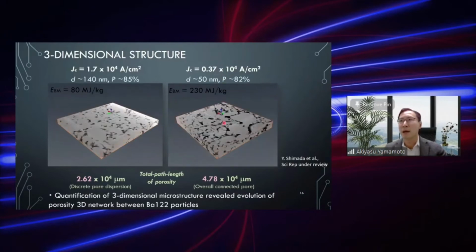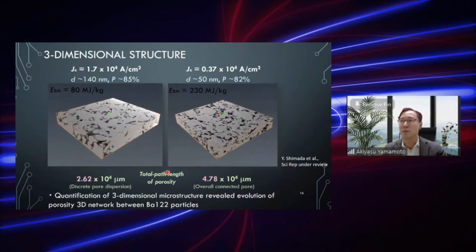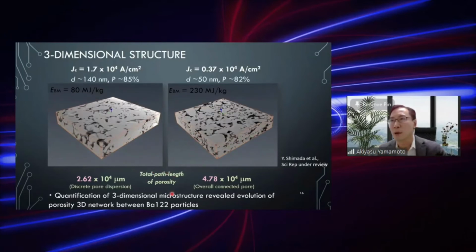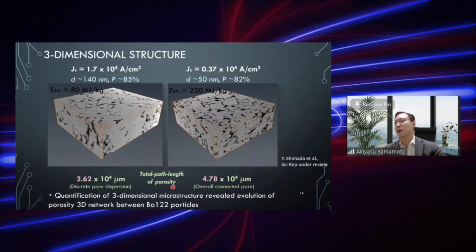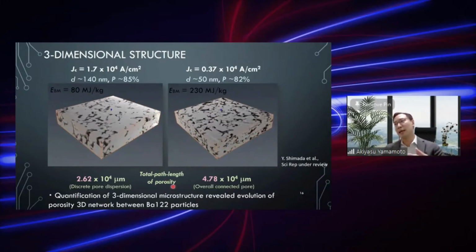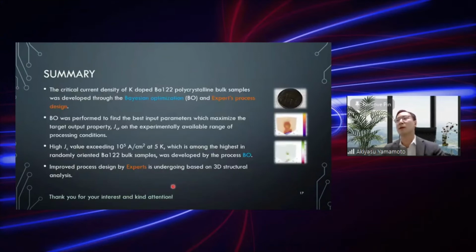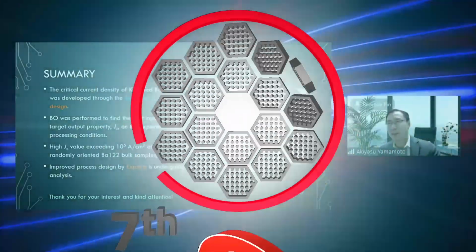And this important microstructure feature was quantified as the total path length of porosity. And if we analyze such three-dimensional structural data using the adaptive thresholding method, we could do further detailed analysis of the microstructure of 122 polycrystals. Okay, this is the summary of my talk. Thank you very much for your kind attention.